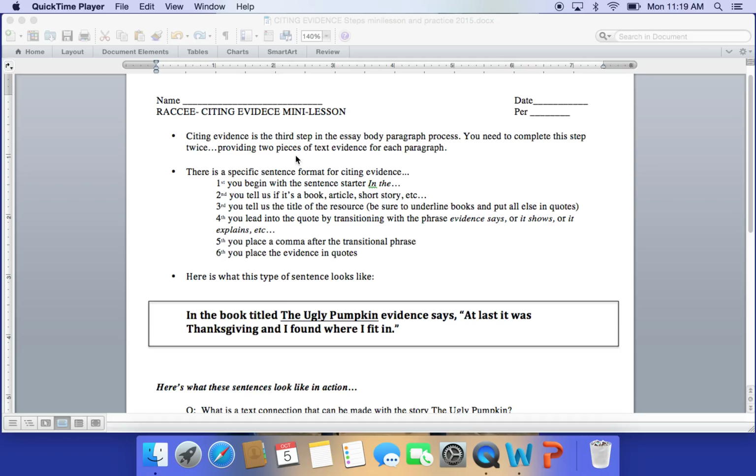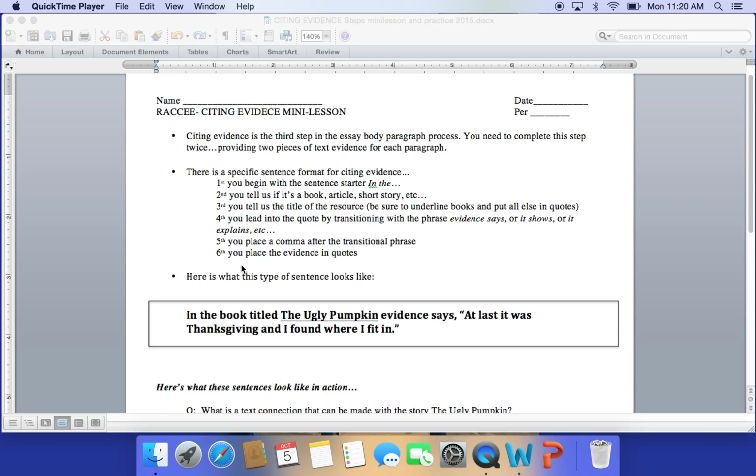So you need to give two pieces of evidence, two sentences, two different examples from the novel or from whatever resource it is you're talking about. You need to provide two text evidence sentences. So let's talk about what those particular sentences look like. There is a certain format for citing evidence. There's actually, when you break it down, 6 steps to putting together one evidence sentence.